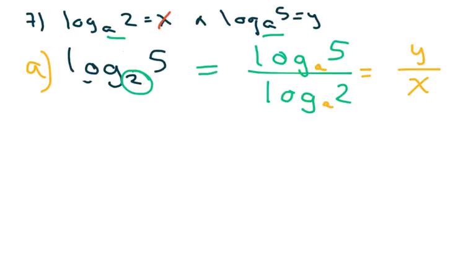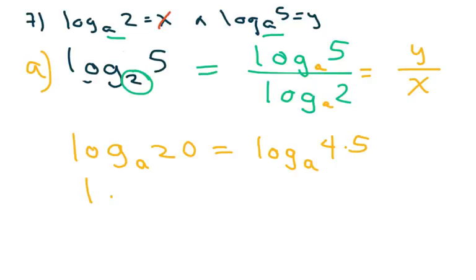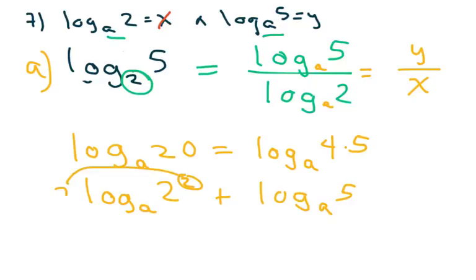The last one is log base a of 20, and the way I would write this is log base a of 4 times 5, expand it using the product property. Right, this is 2 squared. Move the 2 in front. So we get 2 times x plus y. So the answer is 2x plus y.